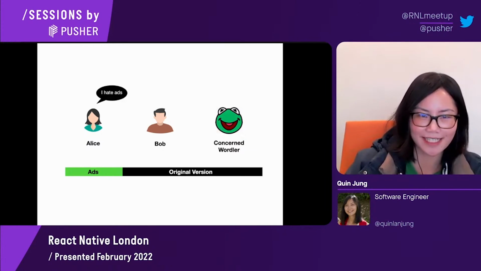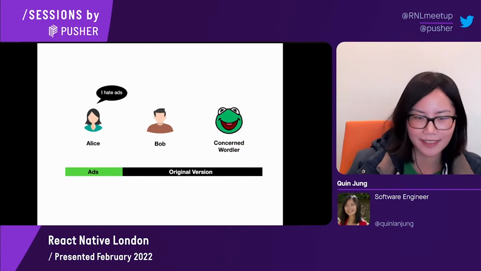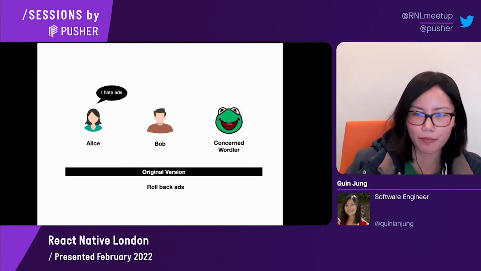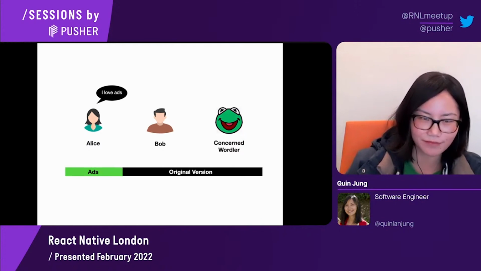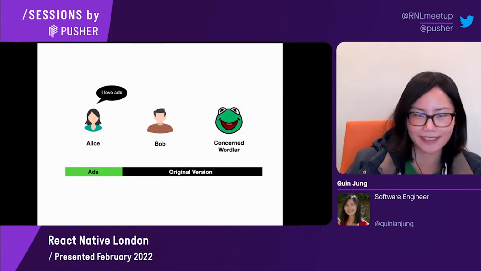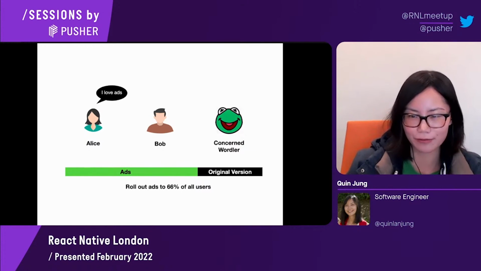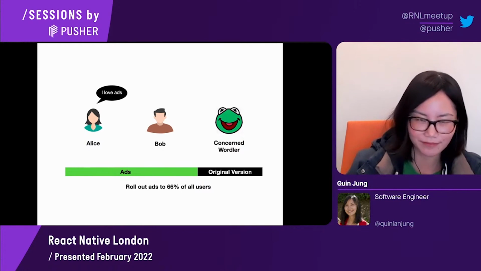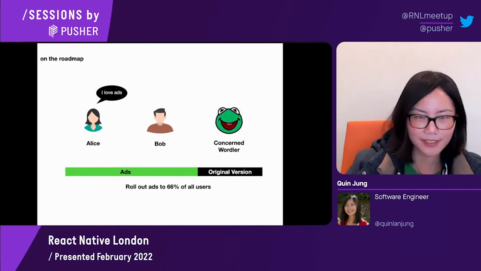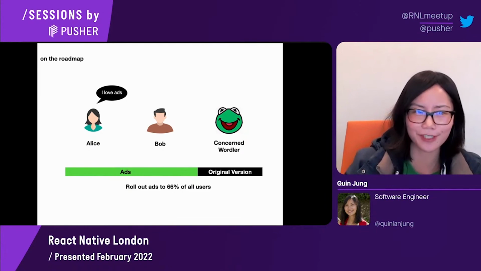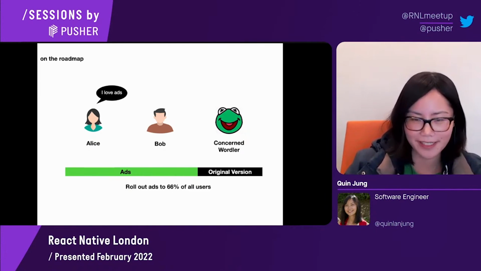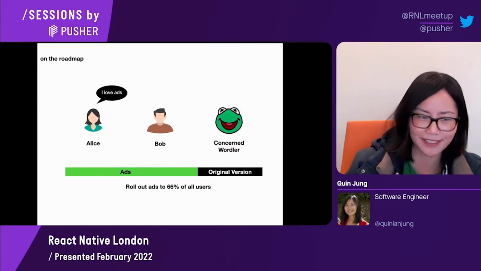If Alice says that she absolutely hates the ads, you can roll it back and give her the original version, and Bob and Concerned Wordler would be none the wiser. But in the case where Alice says that she loves ads, you can continue rolling it out to Bob and eventually Concerned Wordler incrementally. So this feature is called feature rollouts. It's on a roadmap and is on track to be released later this year.